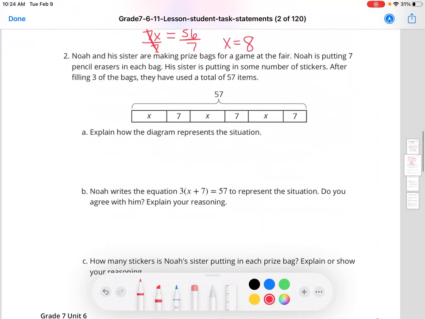On number 2, Noah and his sister are making prize bags for a game at the fair. Noah is putting 7 pencil erasers in each bag. His sister is putting in some number of stickers. After filling 3 of the bags, they have used a total of 57 items. Explain how the diagram represents the situation.